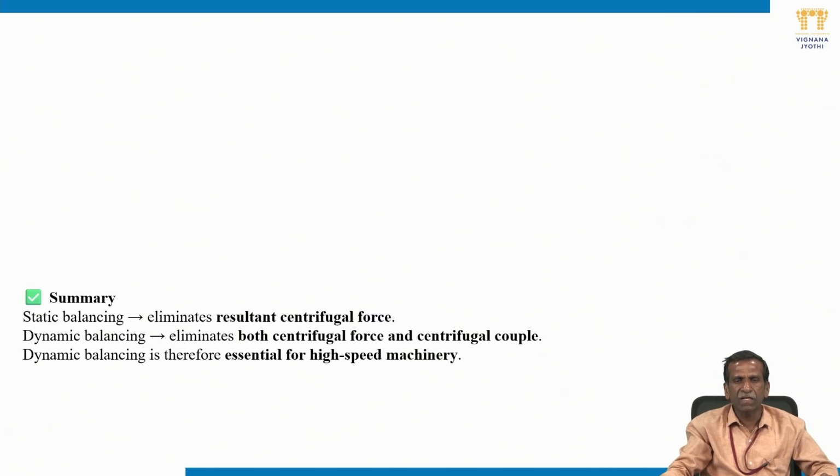As a summary, you have seen that static balancing requires only the force resultant, you have to check whether that is 0 or not. In dynamic balancing, both the force resultant and the couple resultant need to be checked. It is essential for high speed machinery especially. Unbalance creates a lot of noise, vibrations and failure, and fatigue on the shaft also.